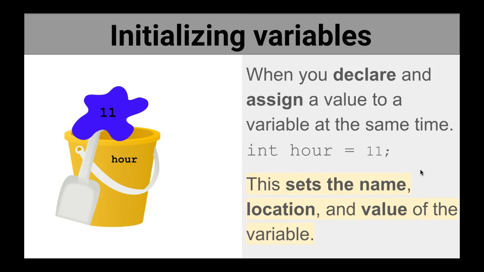Now there's something that you can do to do both, because if you want to save time when you're programming, maybe you're going to declare the variable and assign the value at the same time. So here's an example of what that would look like. So you would have the type, space, the name, space, the assignment operator, the value you want, and then a semicolon. So this statement sets the name, location, and value all at the same time.